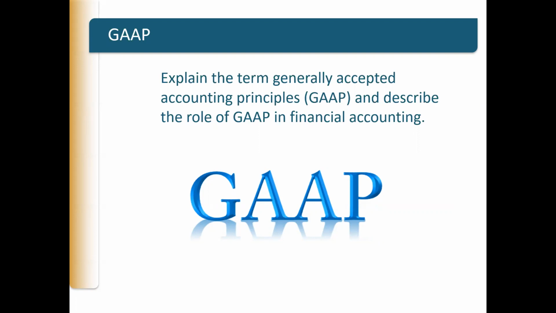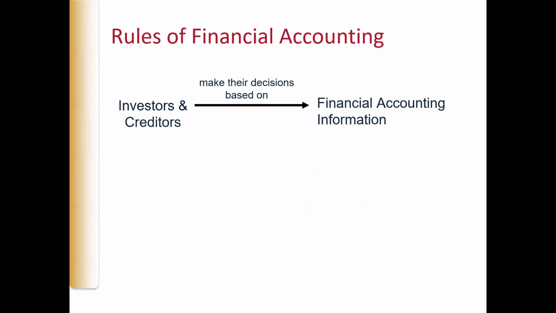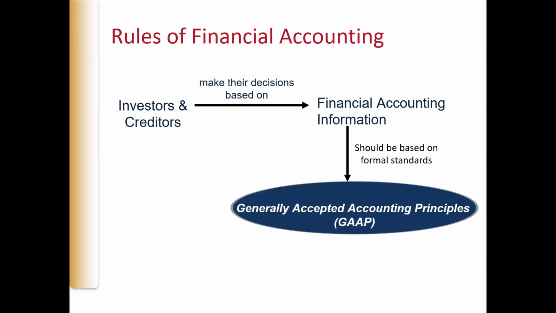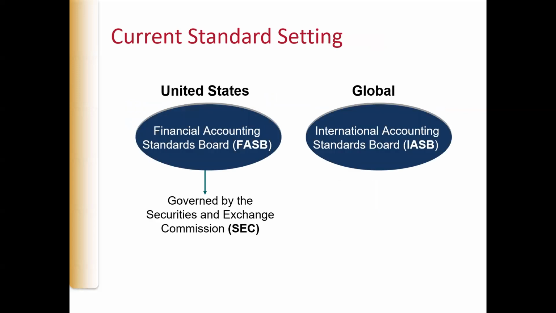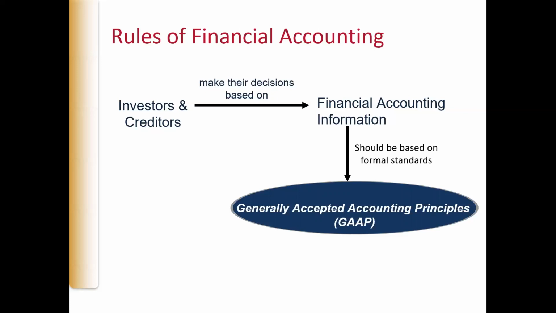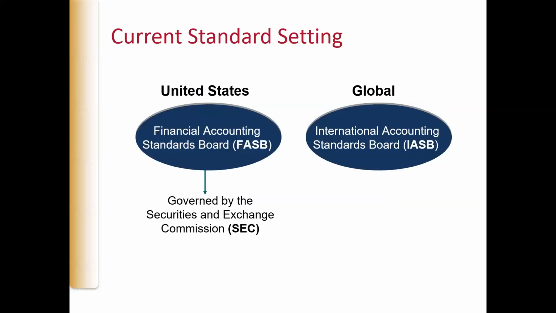GAAP is known as generally accepted accounting principles. GAAP are the guidelines we use in financial accounting to report our activities accordingly to everybody else so we keep them consistent. And we use generally accepted accounting principles as our guidelines. Those principles are used by all CPAs and accountants, so we adhere to the same standards.